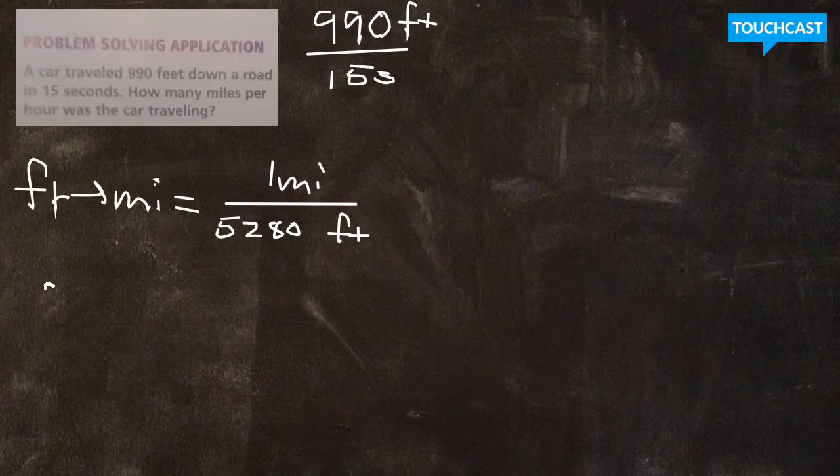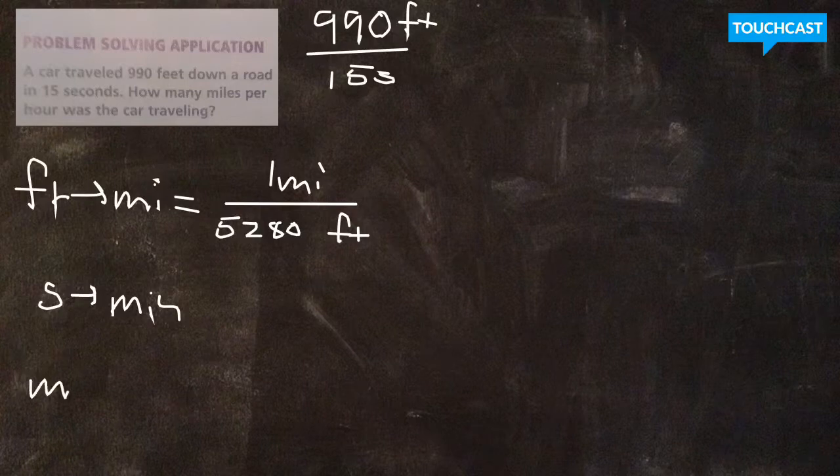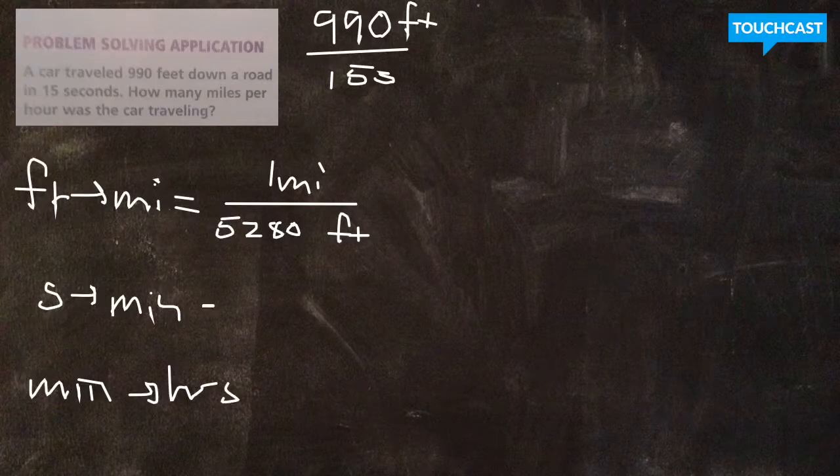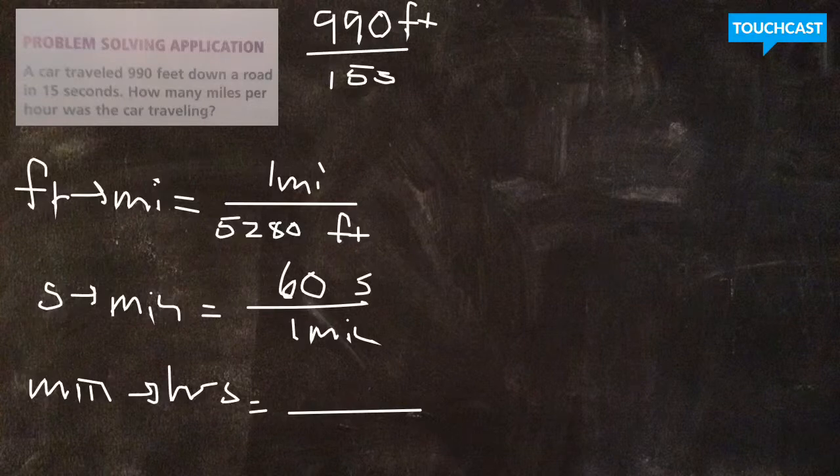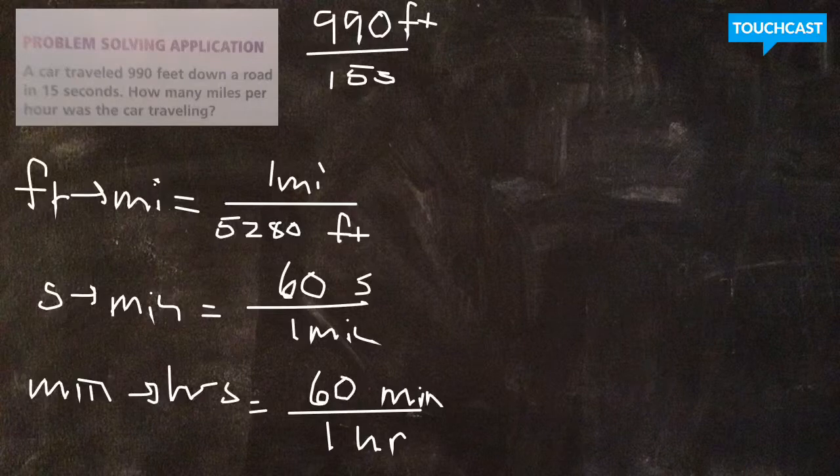We also need to convert seconds. First, let's convert seconds to minutes, and then we'll convert minutes to hours. Seconds to minutes: we started off with seconds in our denominator, so we want to put seconds in our numerator so we can cancel those labels out. In 1 minute, there are 60 seconds. So we've got that conversion factor. Now we can go minutes to hours. Minutes are in the denominator, so we need to put minutes in our numerator and hours in our denominator. There are 60 minutes in an hour.